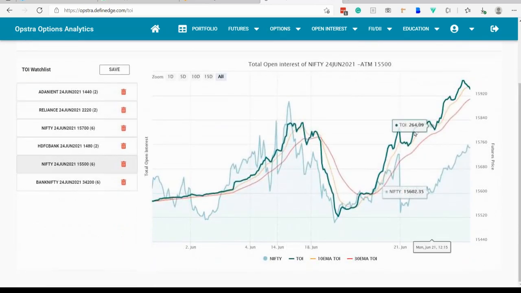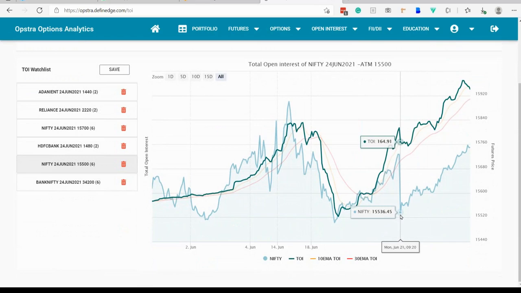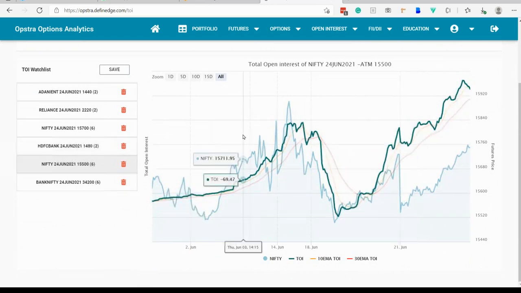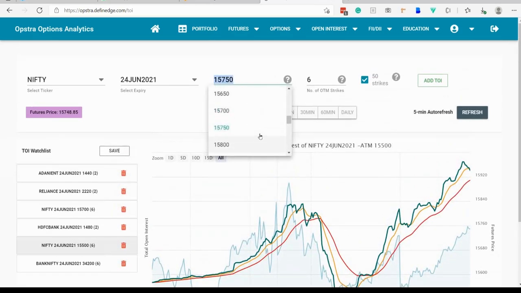For today, the markets opened at 15,500 level, 15,536, something like that. So I chose 15,500 as my at the money strike here. Okay.